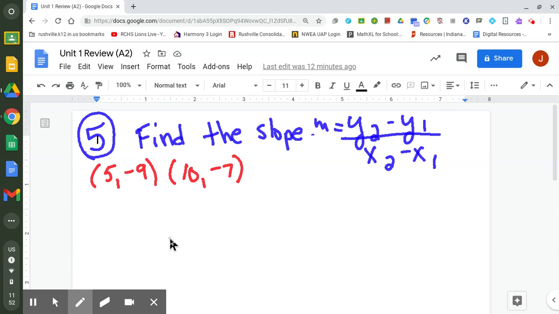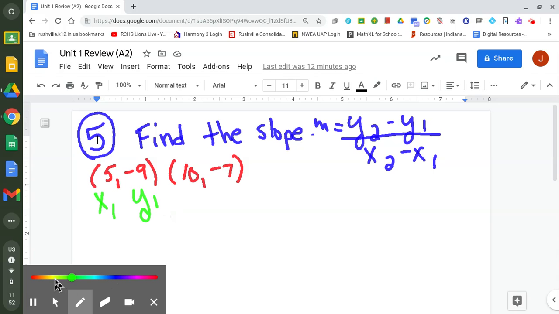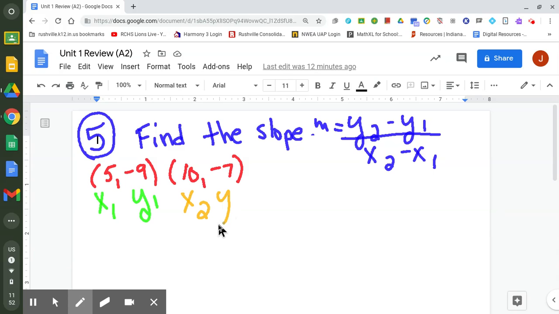So on number 5, you're asked to find the slope, and you're given the slope formula of m equals y2 minus y1 over x2 minus x1. And then you're given 2 points. The first thing you should do is label your points. So this is x1, this is y1, x2, y2. And then I'm going to use my formula.